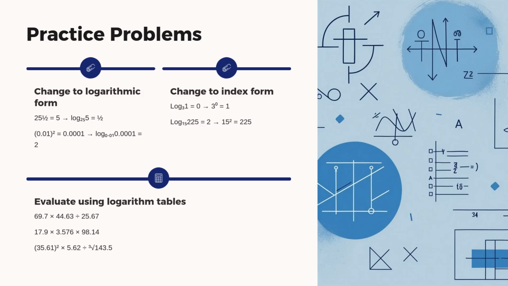Change to index form. Log base 3 of 1 equals 0. Therefore, 3 to the power of 0 equals 1. Log base 15 of 225 equals 2. Therefore, 15 squared equals 225. Evaluate using logarithm tables: 69.7 times 44.63 divided by 25.67; 17.9 times 3.576 times 98.14; and 35.61 squared times 5.62 divided by the cube root of 143.5.